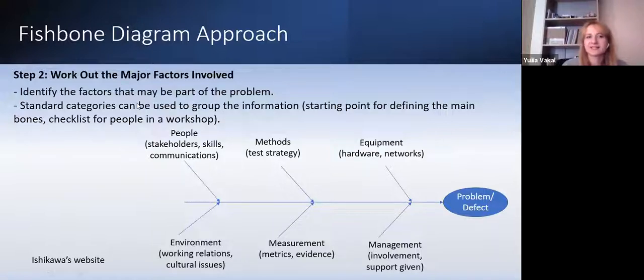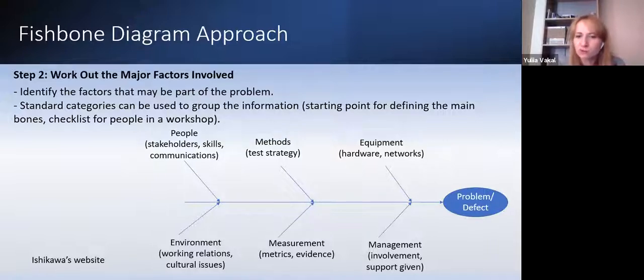Second, as you just mentioned, we need these major factors involved. That's probably one of the complicated things here, to define these factors. But as I said, the standard categories can be used to group this information. In this example from the Ishikawa website, they define 6 categories. For instance, equipment, so it's hardware and networks.